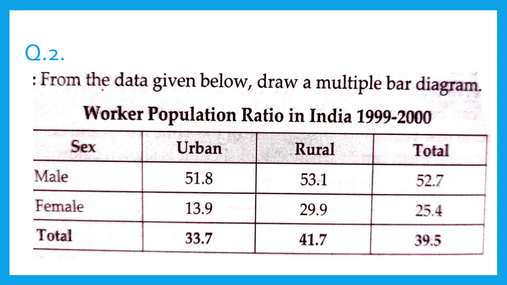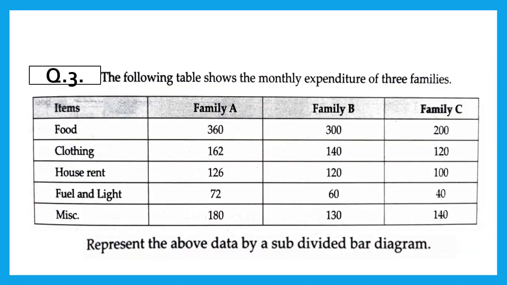This is your question number 2. From the data given below, draw a multiple bar diagram. Okay. So this is your table. On the basis of this, you have to draw a multiple bar diagram. This is your third question. The following table shows the monthly expenditure of 3 families and represent the above data by subdivided bar diagram.